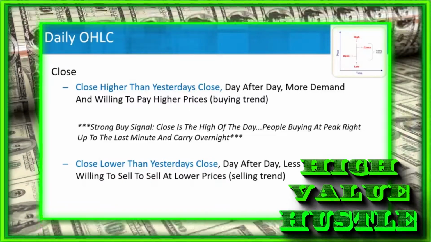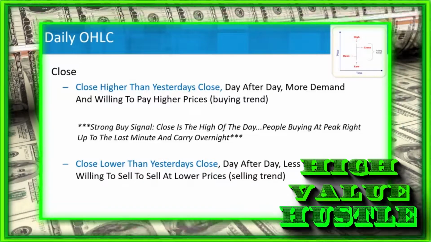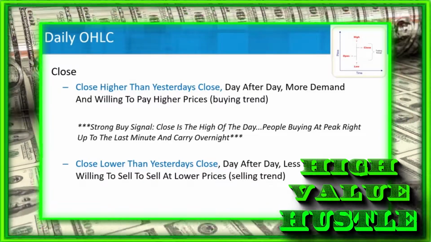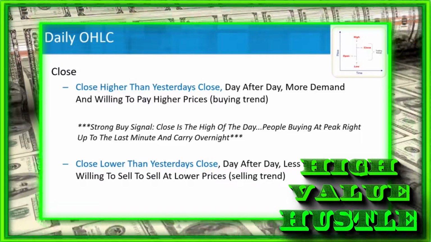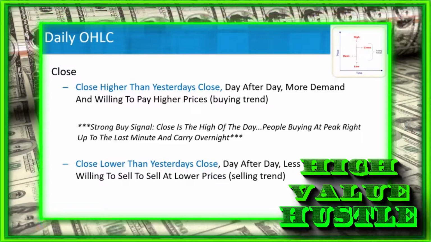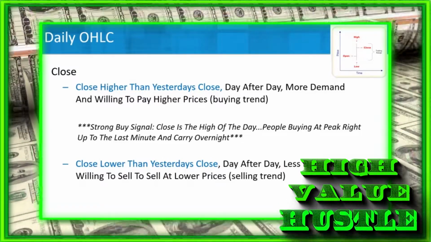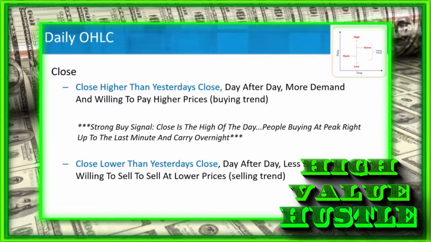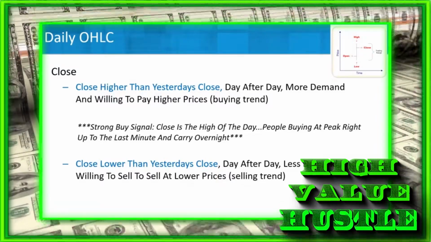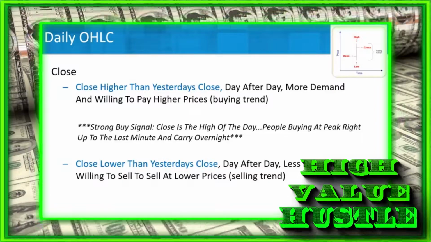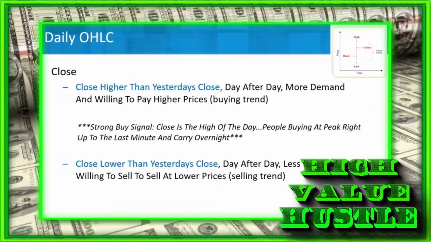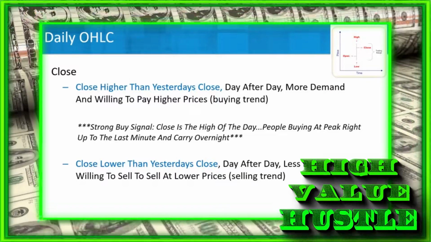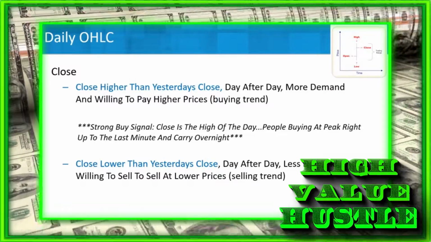If they're closing higher day after day, that means there's more demand for that particular security, and people are willing to pay higher prices for it. So that's pushing the security up, and that would indicate a good buying trend, right? Because the closes keep going higher. So it's a strong buying signal when the close is the high of the day. If the actual peak of the day is the close, it comes real close to that high of the day in the trading range.